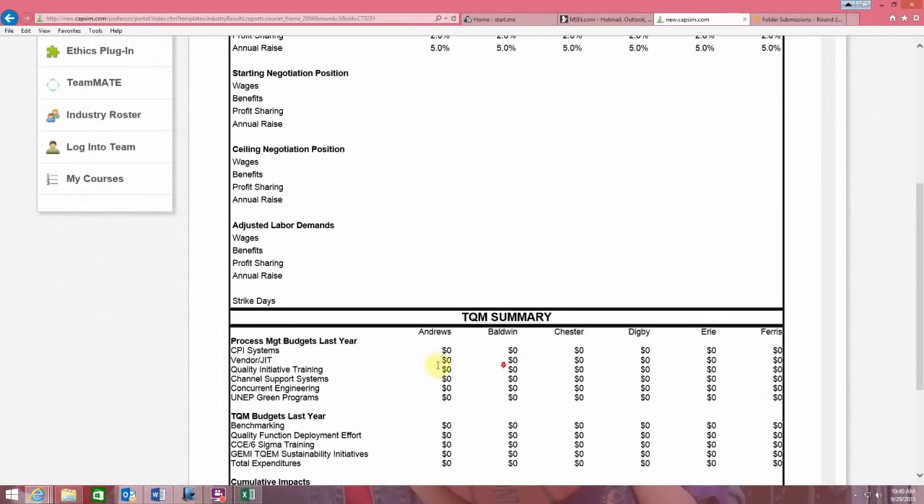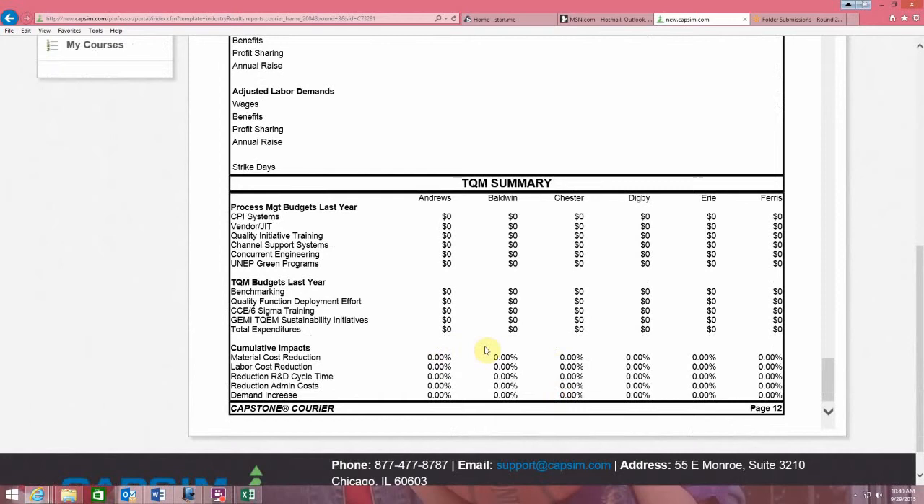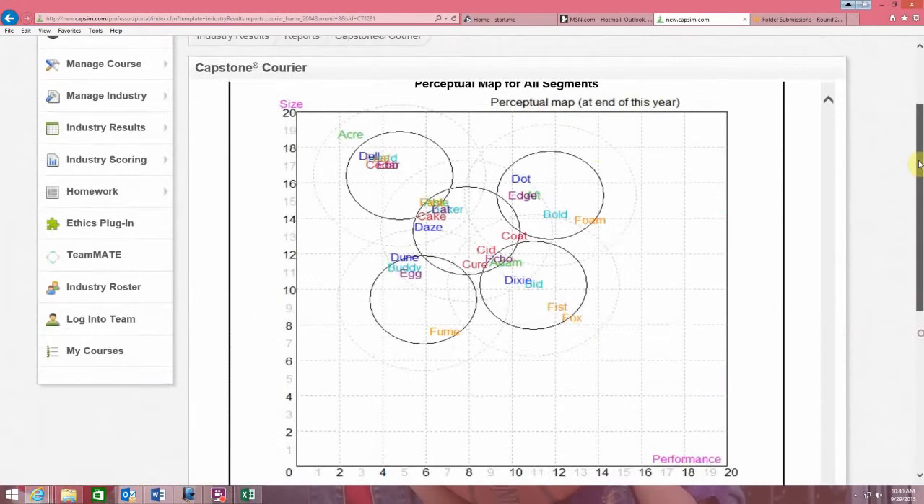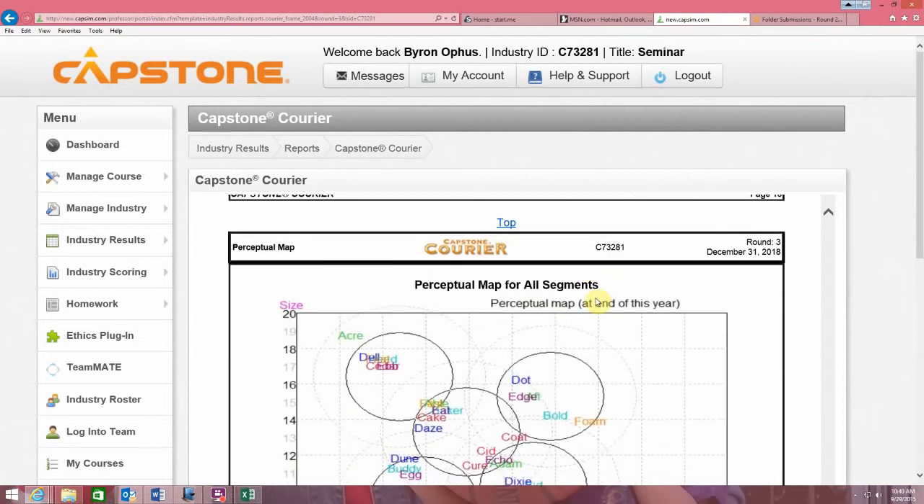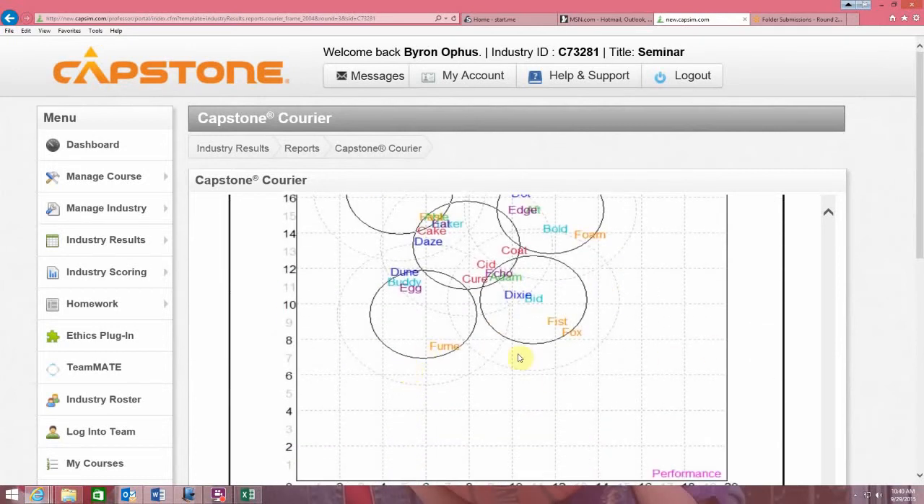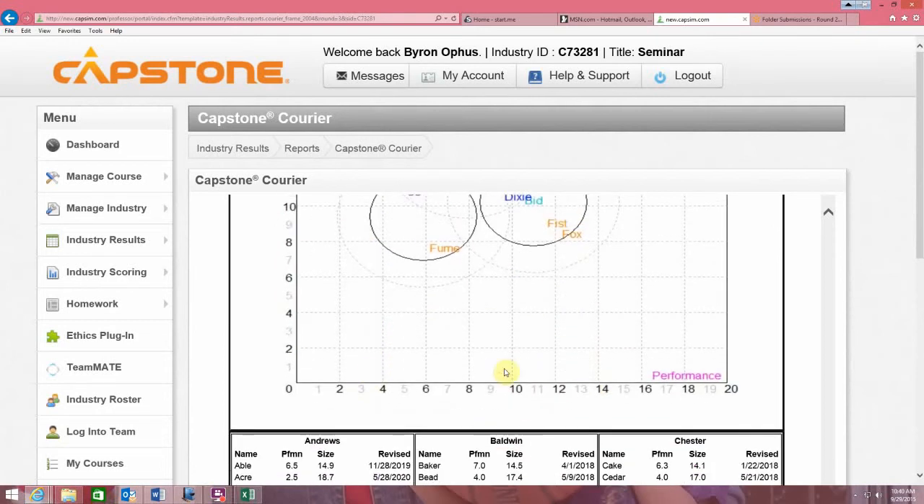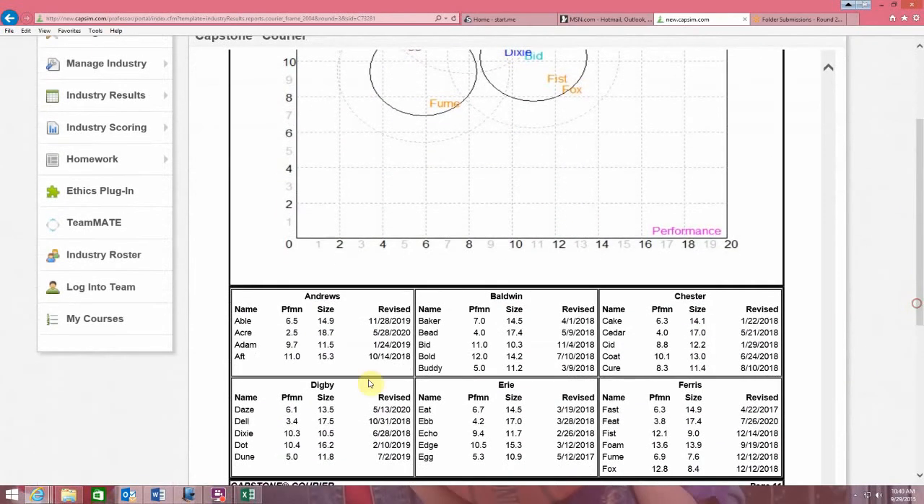Okay, TQM, no investments in that, but that's coming up next round. So please watch the tutorial. Take a look at that. Investments in TQM directly affect profit in that year. Okay, it's an expense. It's not like investing in equipment that becomes a depreciable asset. It's a direct expense, but like the investment in HR, its benefits also last for years to come. So something to consider there.